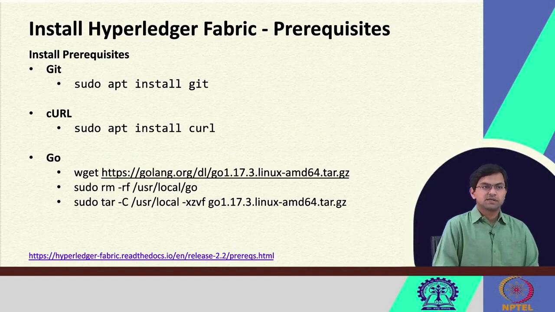These are the specific commands which you will be using to install Git and curl, and you will also be needing the Go programming language. You can write Fabric smart contracts in different languages like Go, Node.js or Java, but in these tutorials and the following lectures, we will be using the Go programming language to write smart contracts. So you have to install Go to follow this. Let us do this step by step and see how we can install these prerequisites.